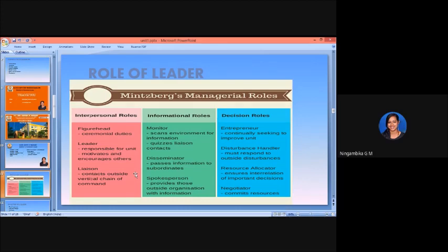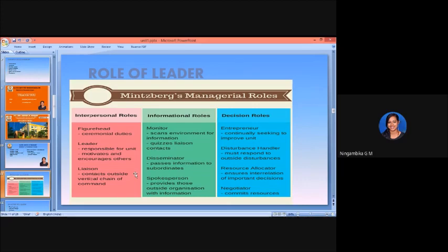Last but not the least, negotiator. He commits resources, so he will try to negotiate as much as possible. It might be with the team in terms of a decision, or convincing the clients in order to take a proper step to avoid circumstances in the future. So all these roles are taken care of by a leader.